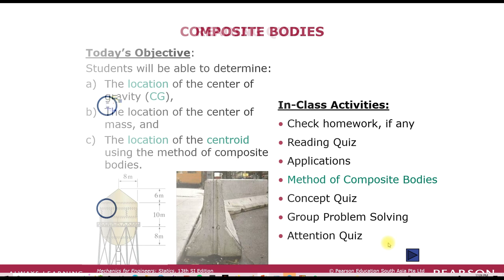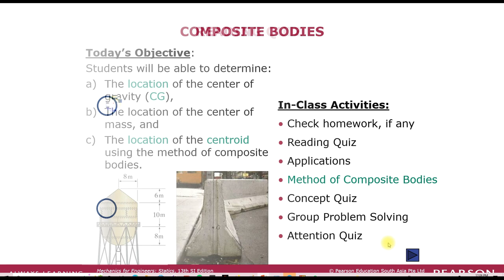So many industrial objects can be considered as a composite body made of a series of connected simple shape parts or holes, like a rectangle here, a triangle here at C, B and E, and a semicircle. Let's say here A is a rectangle, B is a square, C and E are triangles, and a semicircle. So if we know the location of the centroid of the individual simple shape parts, we can easily determine the location of the centroid or center of gravity for a more complex composite body.